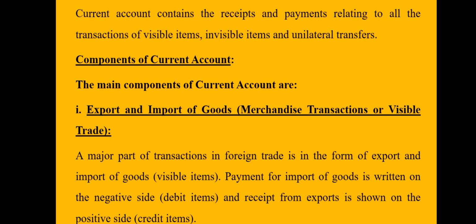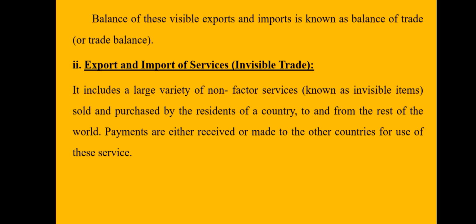As payment for import is an expenditure, it is written on the debit side. Receipts from exports is shown on the positive side. As it is an income, it is written on the credit side. Balance of these visible exports and imports is known as balance of trade or trade balance.